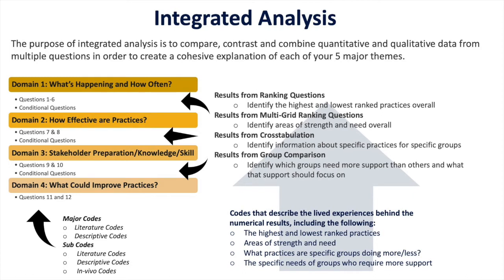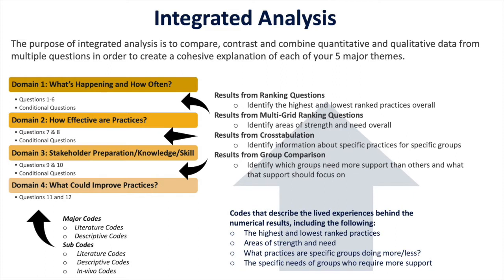And then in keeping with this idea of group comparison, we finally want to look at our results for domain 1 in terms of what evidence-based practices are happening and how often for our group comparison results from our Mann-Whitney U-test. That's where we identified which group has a statistically significantly greater need than the others for a specific evidence-based practice.